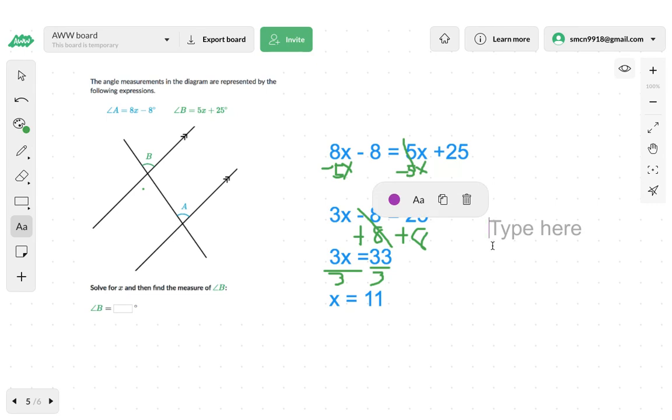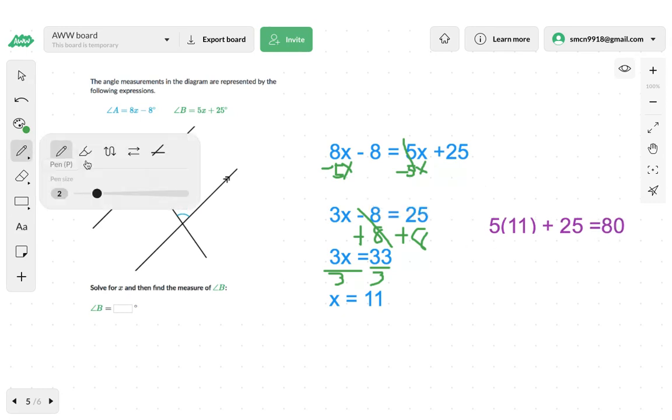All right, so if we know B is 5 times the value of x, which we just found to be 11, we'll plug that in, and plus 25. So if you plug this whole thing into your calculator, you're going to find out that this equals 80. So the measure of angle B is 80. And if we know this is 80, this is also equally right, because we found out originally that they're equal to each other. Okay, so that's how you figure out these type of questions.